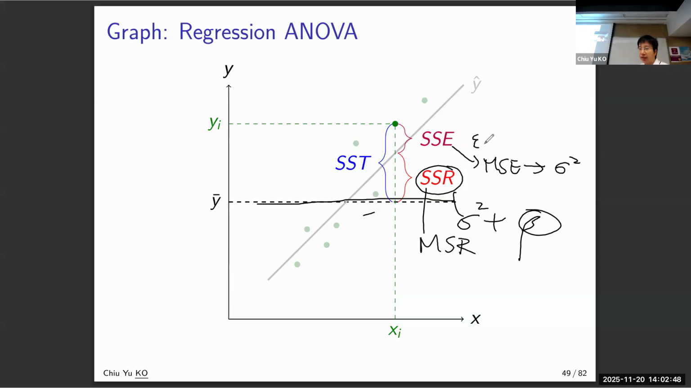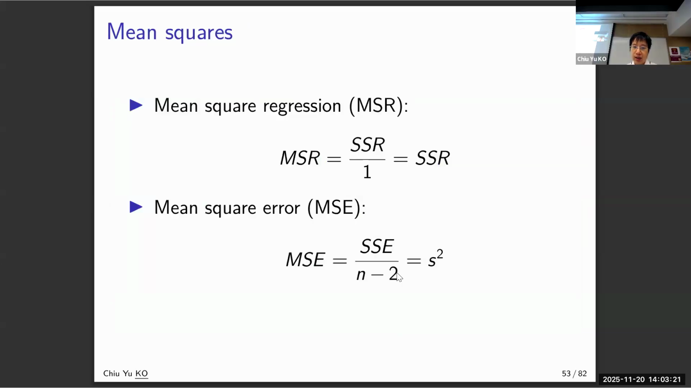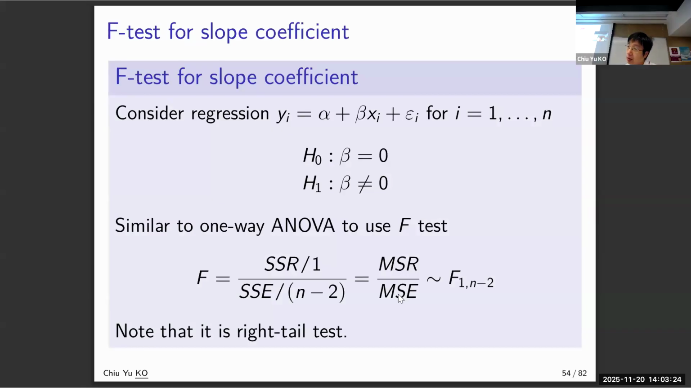MSR is much larger than SSE, then your beta will be not 0, right? If beta is 0, then they're the same thing, right? If this is flat, the MSR will be measured same as MSE. So that's why it's testing beta equals 0, right? Beta equals 0, this is simply just sigma square related, and this is also sigma square. So their variance should be the same, right? So that is the idea why in this F test, we have MSR bigger than MSE, and it's testing beta, okay?